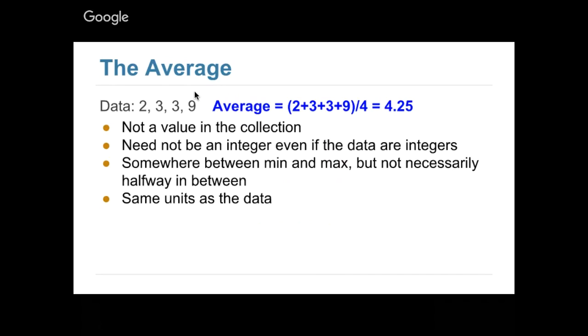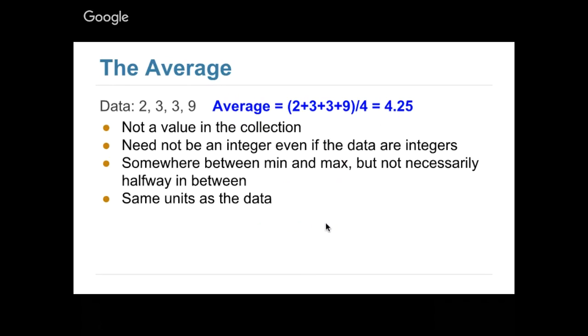Conveniently enough, it has the same units as the data. So when I say the average is 4.25, let's say I'm talking about how many eggs I have in my fridge, right? So 2 eggs, 3 eggs. My average here is going to be 4.25, an average of 4.25 eggs in my fridge.